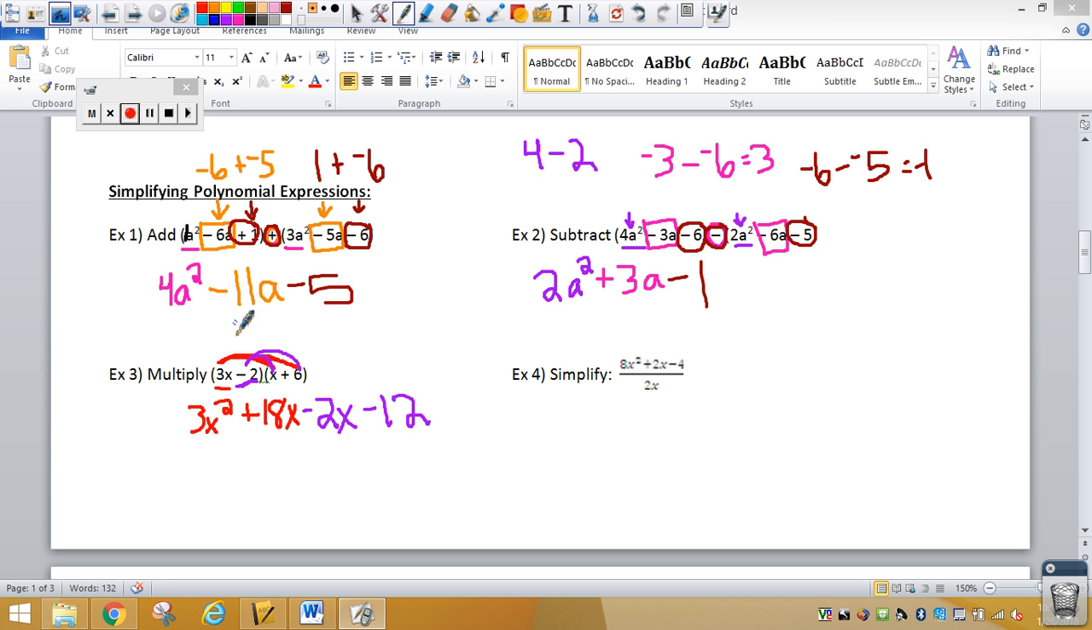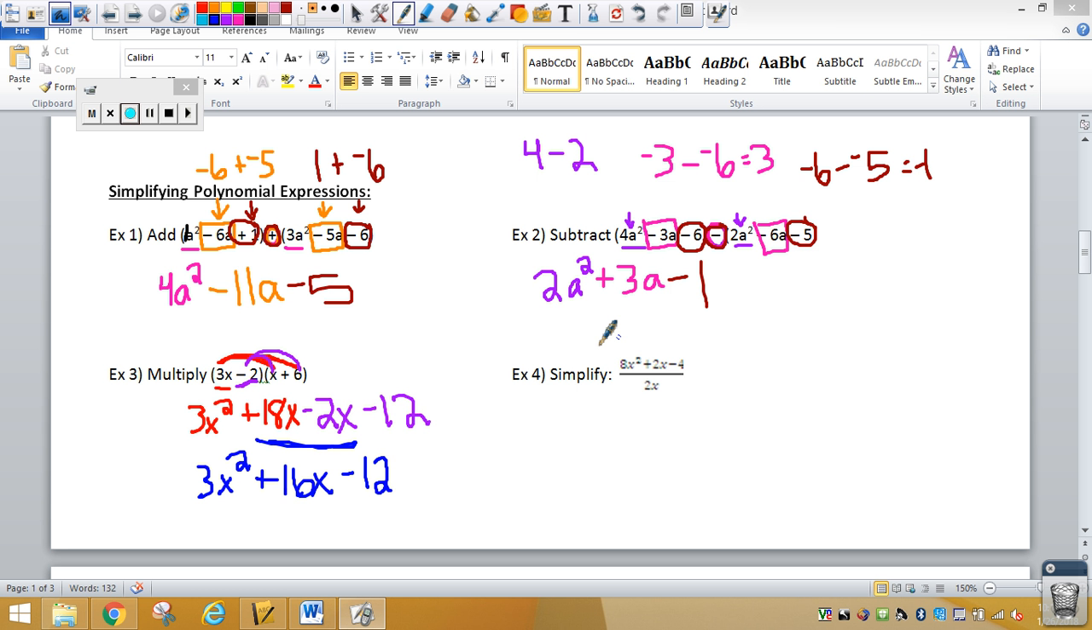And then we can combine these x's in the middle. So I'm going to bring down 3x squared. 18 minus 2 is a positive 16. I'm going to bring down minus 12.